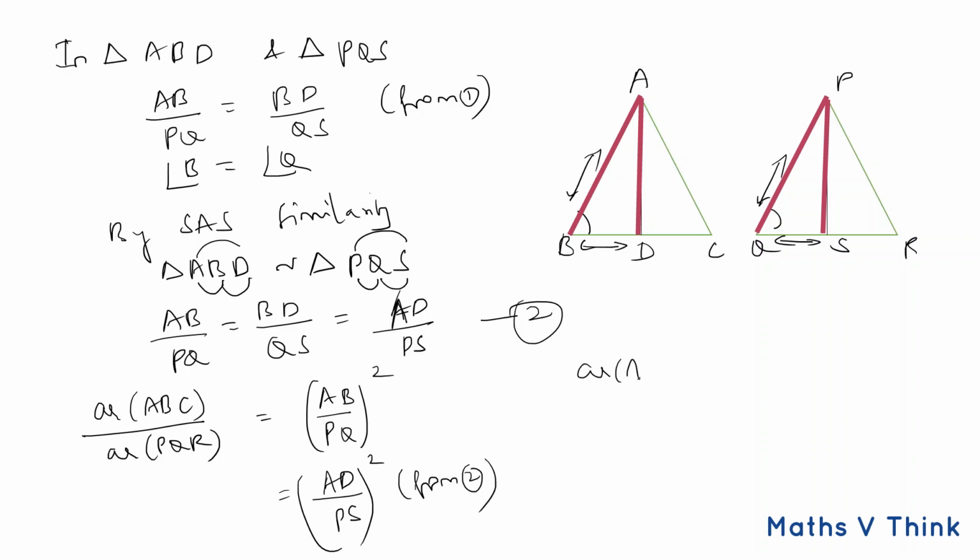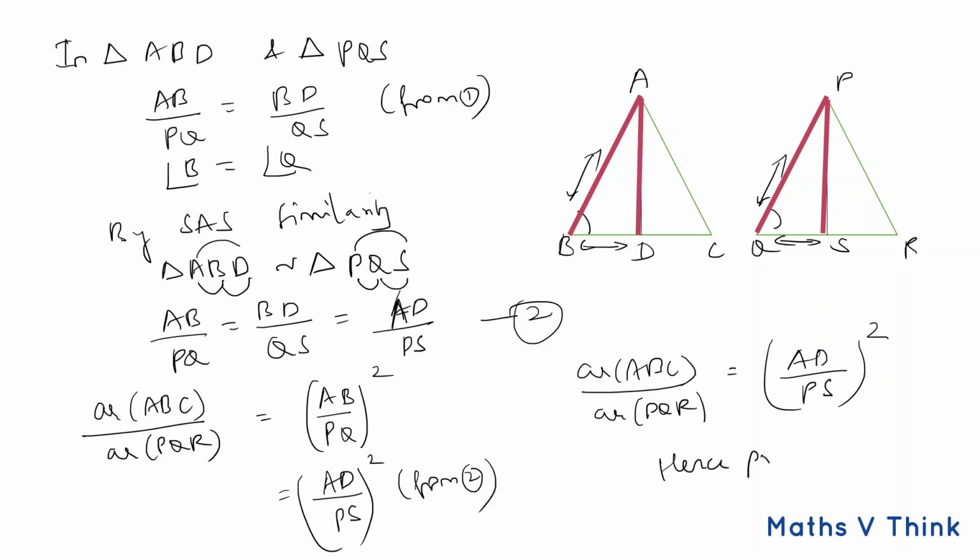So we got area of ABC divided by area of PQR is equal to AD by PS the whole square. So we proved, hence proved.